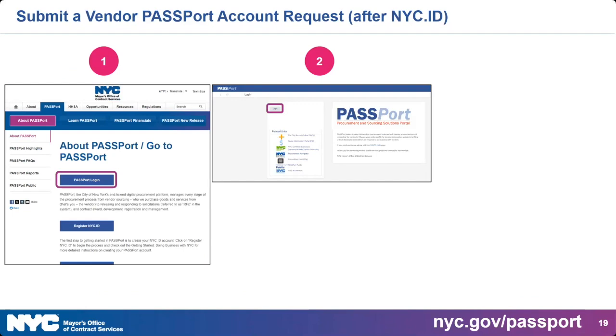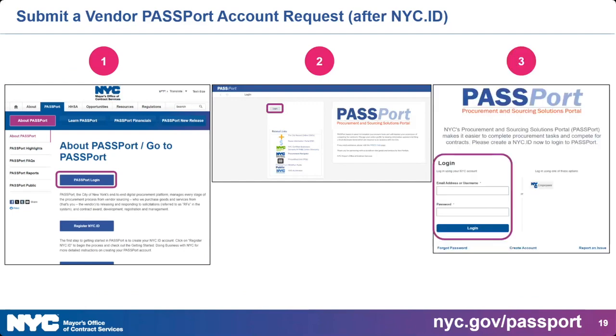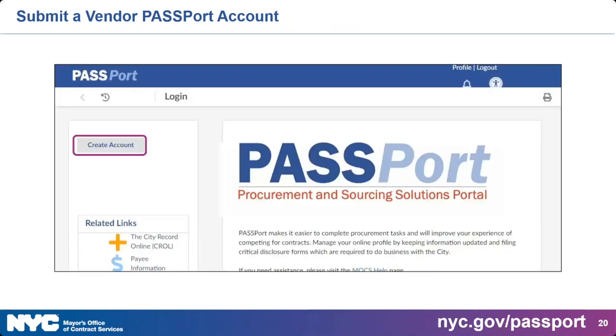Then you click on the Login button on the Passport System page, bringing you to the Passport Login form. Enter your NICE ID email and password, then click the Login button. That will take you to this screen where you have the option to click the Create Account button. This Create Account button will take you to the Vendor Passport Account Request form. You see here that this individual is logged into their NICE ID profile because the profile and the logout links are on the top right.